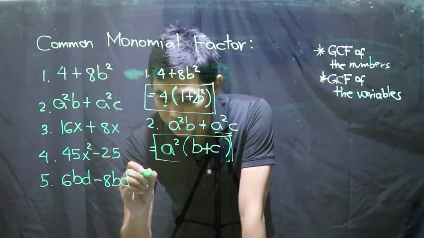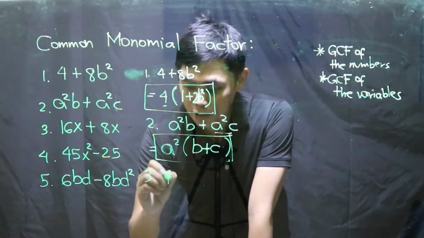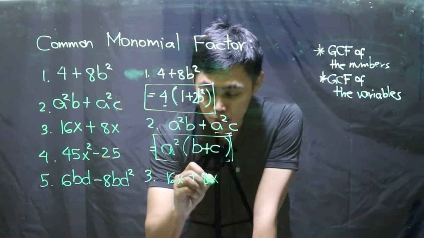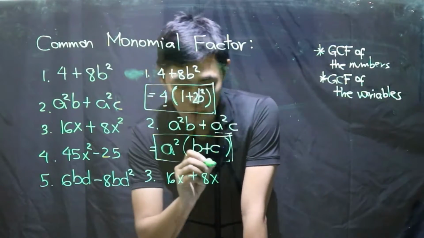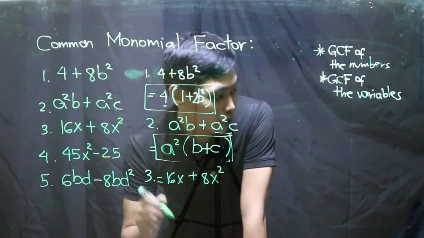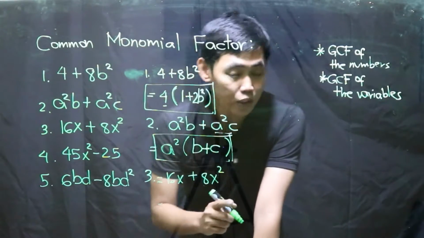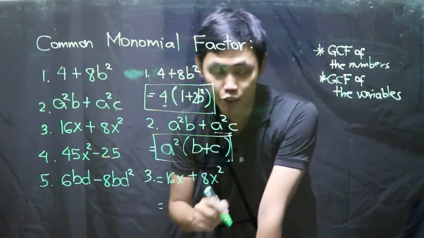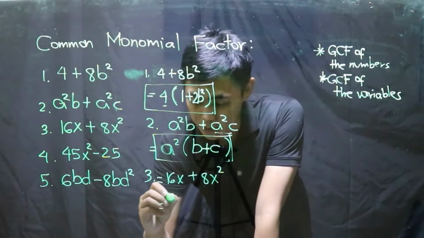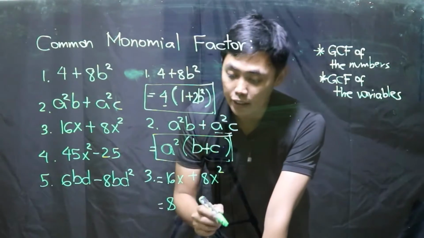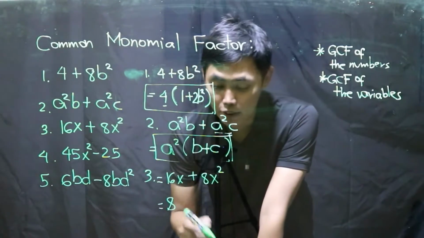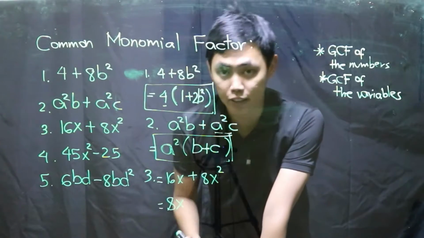How about number 3? 16x plus 8x squared. So, how to factor this one? First step, you need to find the greatest common factor of the numbers. What is the greatest common factor of 8 and 16? The answer is 8. And then, what is the greatest common factor of the variables? We have x and x squared. So the answer is x.